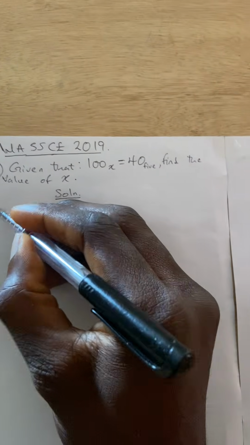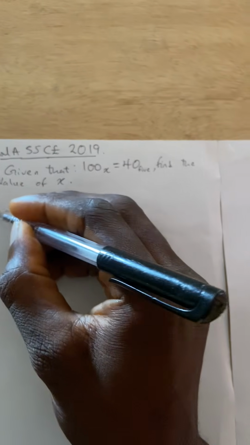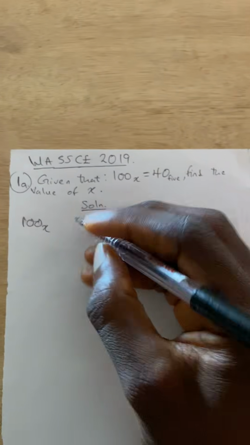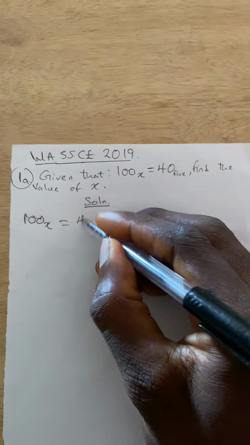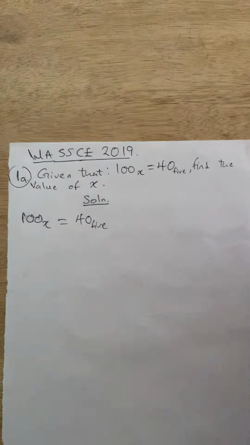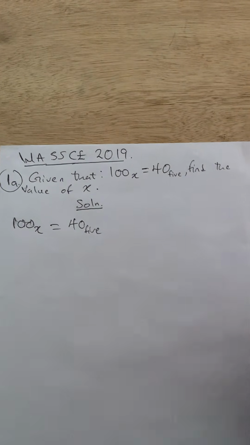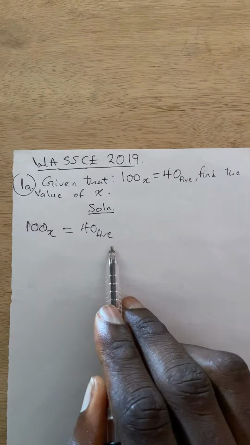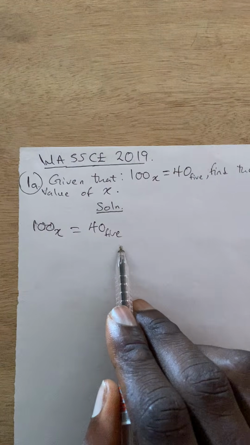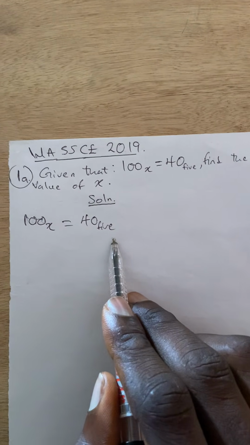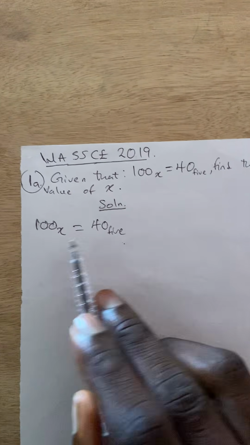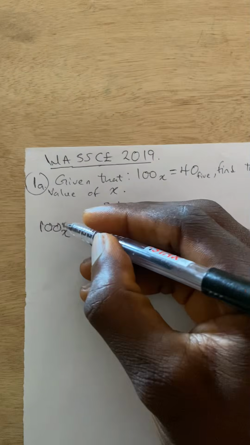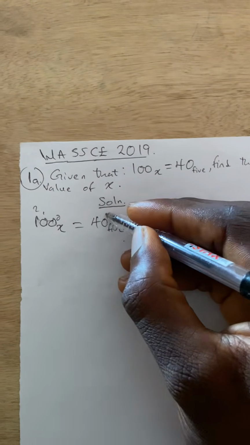They say 100 base x equals 40 base 5. That's very easy though. How do I solve this? Let's convert everything here back to base 10, since base 10 is always the origin of any other base, since this is number base. So let's convert it back to base 10. Don't forget 0, 1, 2, 0, 1.